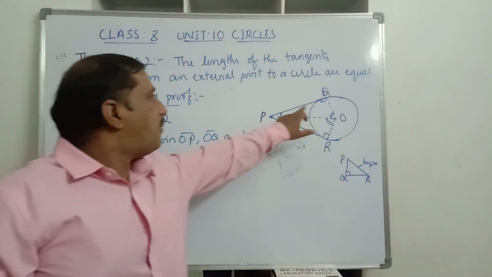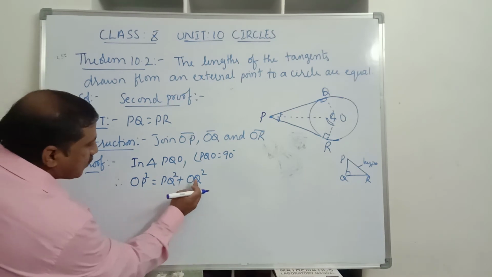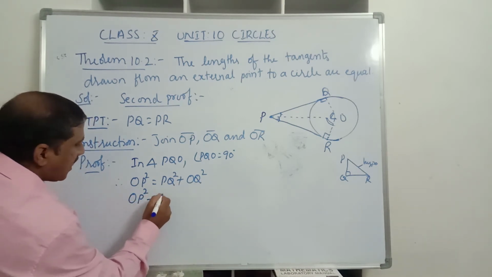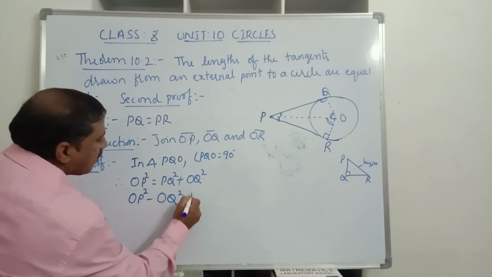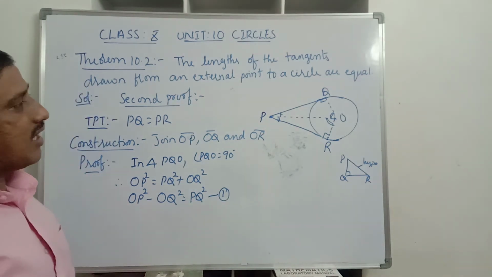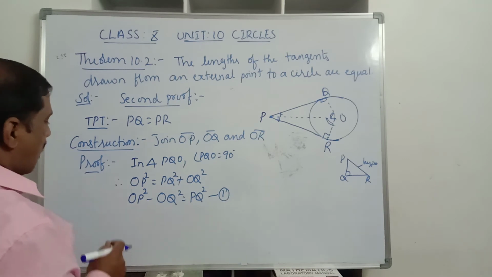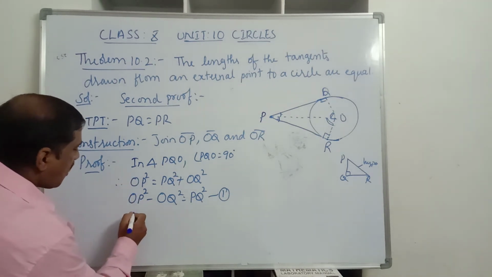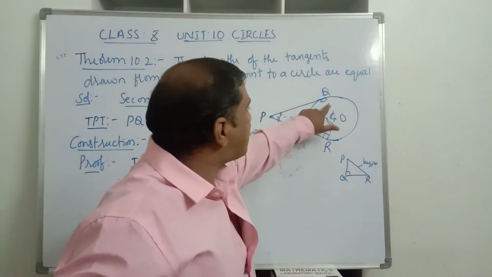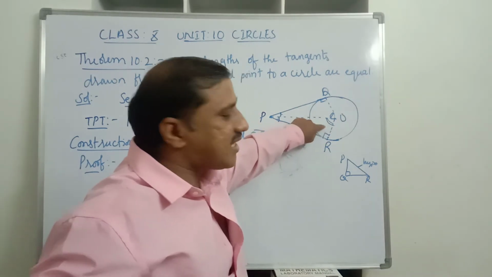We need to prove PQ is equal to PR. So from this, by transposing OQ square to this side, we get OP square minus OQ square is equal to PQ square. Take this as equation 1, from the right angle triangle PQO. Now you see here, OQ is equal to the radius of the circle. It is also equal to the other radius, OR.